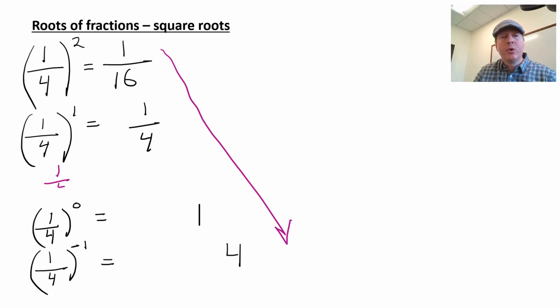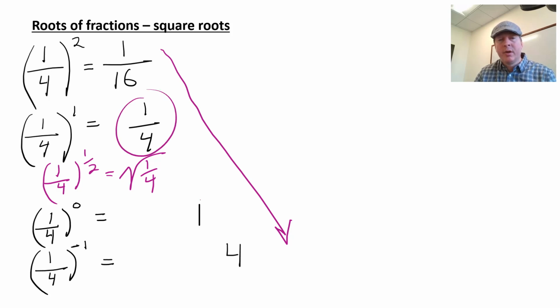Suppose I write 1/4 to the 1/2. Suppose I write the square root of 1/4. Well, it's a number that is in between 1/4 and 1. And what is it? It's 1/2. The square root of 1/4 is 1/2.